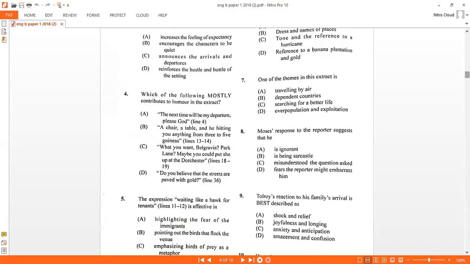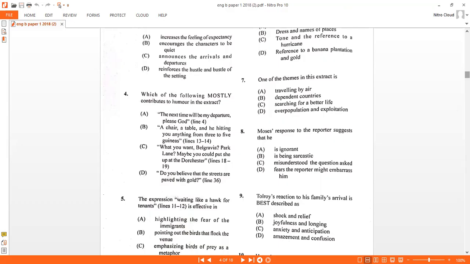The options given are: A, the next time will be my departure, please, Godline. B, a chair, a table, and he's hitting you anything from 3 to 5 guineas. C, what you want, Belgravia, Park Lane, maybe you want to put you up at the Dorchester. And D, do you believe that the streets are paved with gold? Now, this one should be easy.